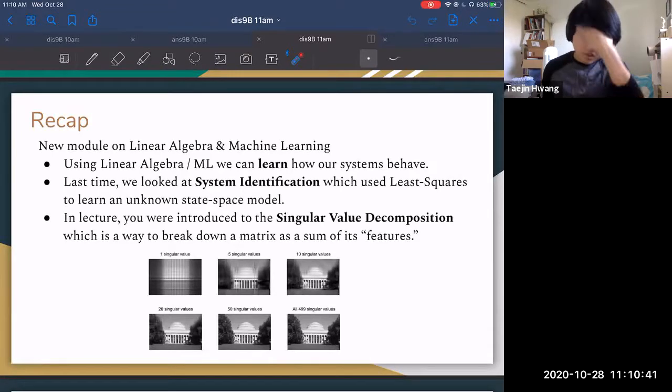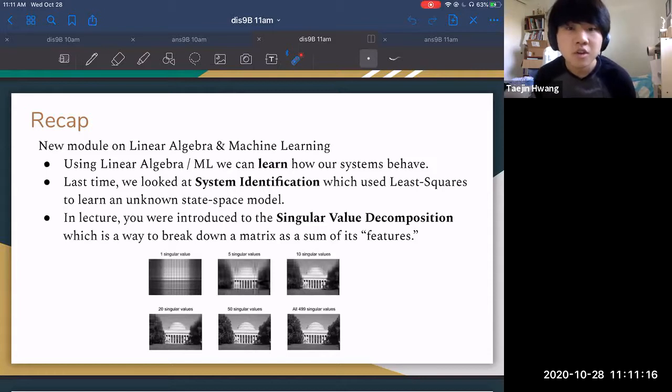I think starting like Monday's discussion, we started to look a lot more into linear algebra and a little bit of, I guess, machine learning. And I think we're moving on to a new module now where the main focus is to use linear algebra and machine learning to understand how certain systems behave in the real world. And we're going to take all these concepts and ideas and apply them to actual control systems, but also to other applications as well.